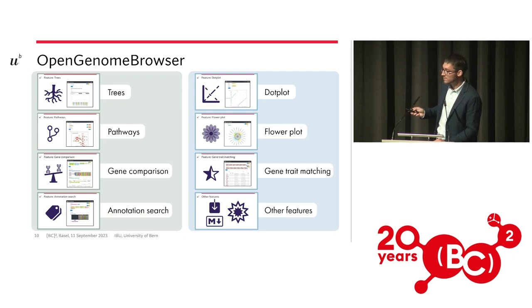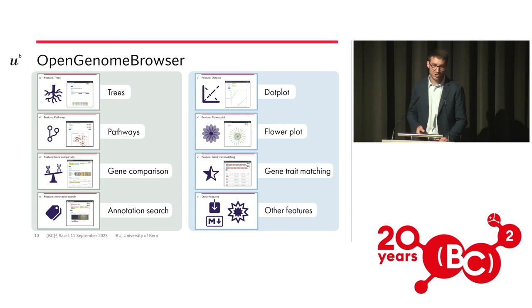of my software. It can create phylogenetic trees. It can create pathway maps. You can use it to compare genes and search for annotations. It can produce dot plots, which help you identify structural differences between assemblies, as well as flower plots, which help users to find genes or orthogenes that are shared by a set of genomes or that are unique to certain genomes. And it also has a gene trait matching feature, so if some of your bacteria have a certain trait and some don't, it will propose some candidate orthogenes that correlate with the phenotype and that could be causally causing the phenotype, so you might want to then perform an experiment to confirm it.